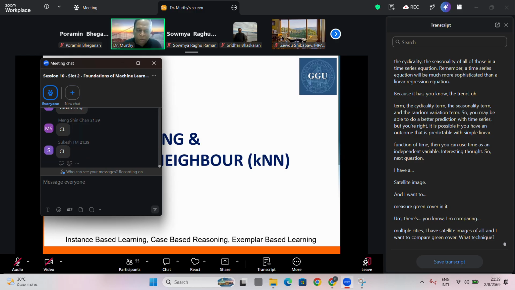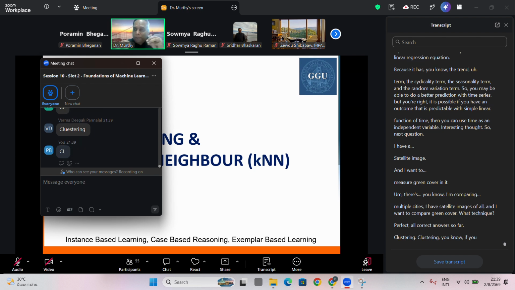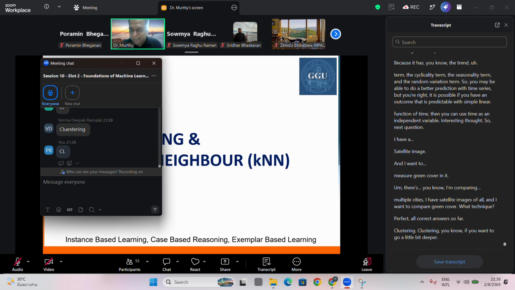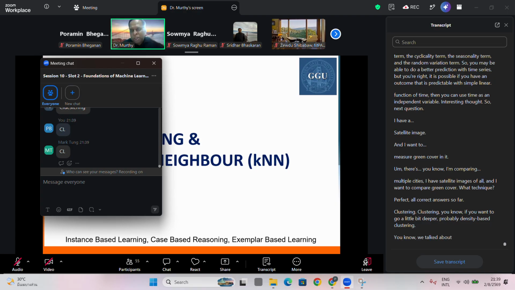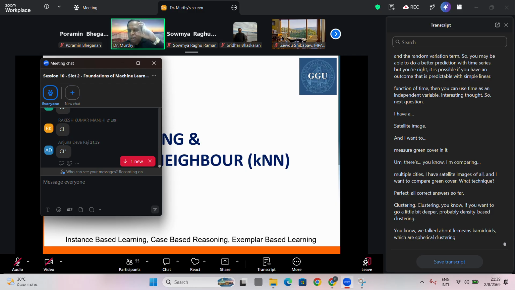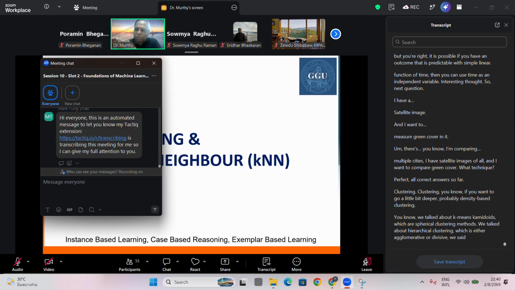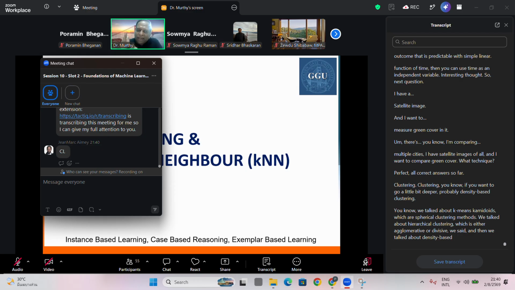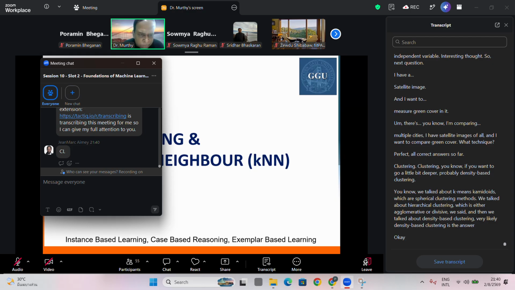Perfect. All correct answers so far. Clustering. A clustering tip, if you want to go a little bit deeper: probably density based clustering. We talked about k-means and k-medoids, which are spherical clustering methods. We talked about hierarchical clustering, which is either agglomerative or divisive. And then we talked about density based clustering. Very likely density based clustering is the answer. Okay. Mr. Shibaba said classification.